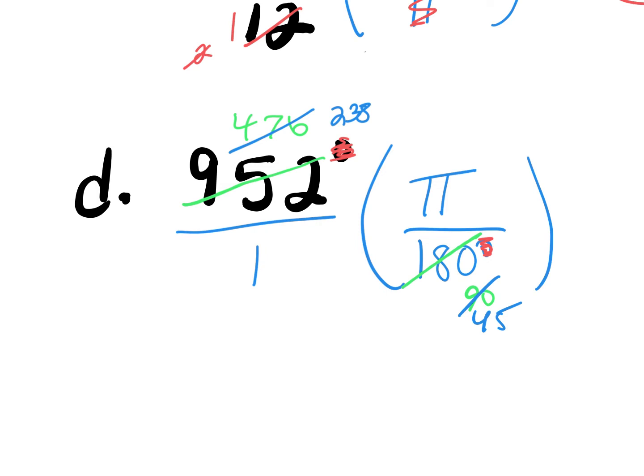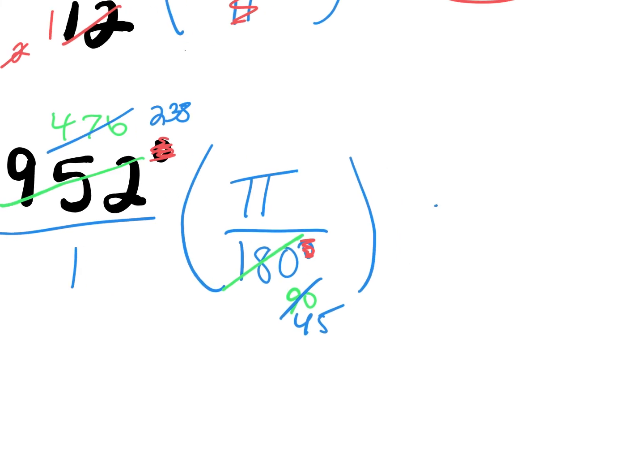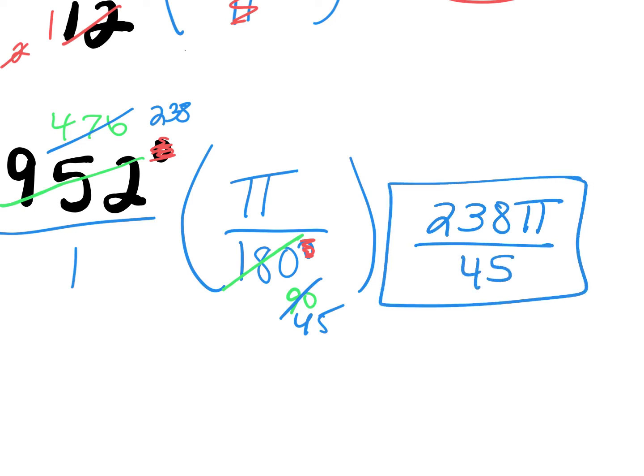8 plus 3 is 11, plus 2 is 13. 13 is not divisible by 3. So can I simplify those two numbers anymore? So it just stays as 238 pi over 45. That's it. You do not turn that into a decimal. It's 238 pi over 45.